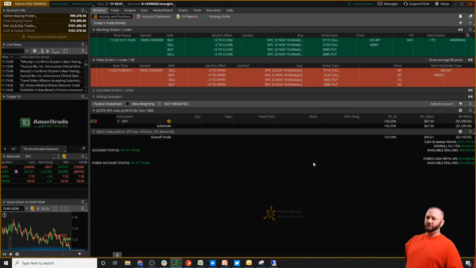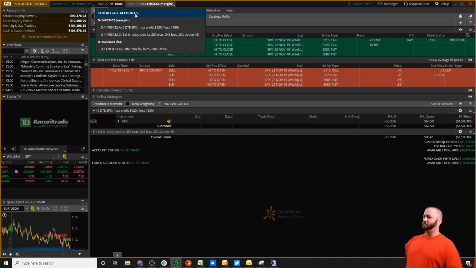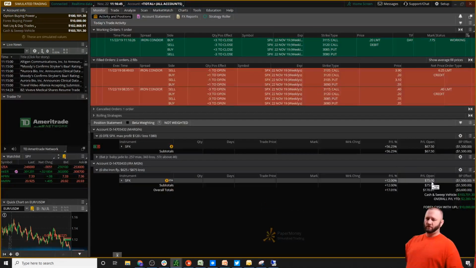We get filled in here in a second. Still working on that one, so that's good. And then this Iron Fly, it's bouncing around. Did I close the wrong one? Oh, there we go. $75.